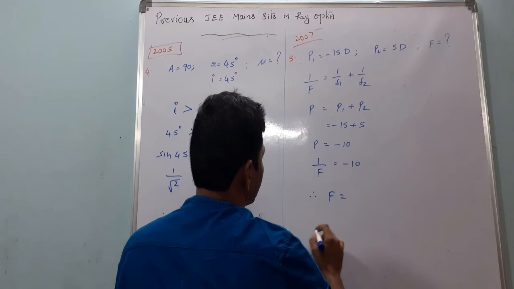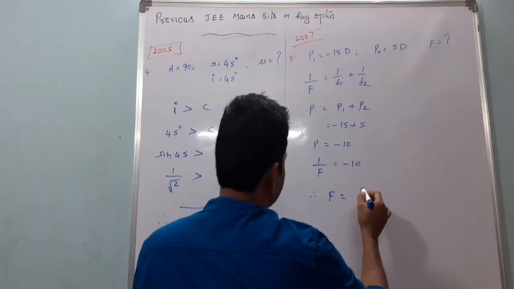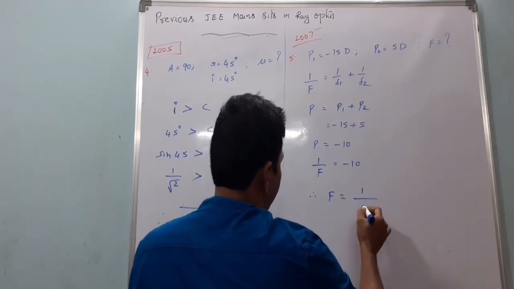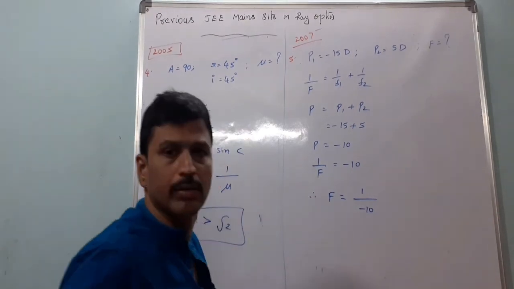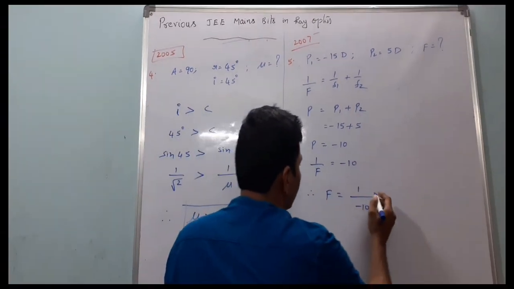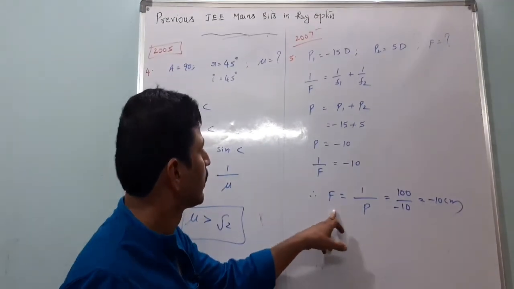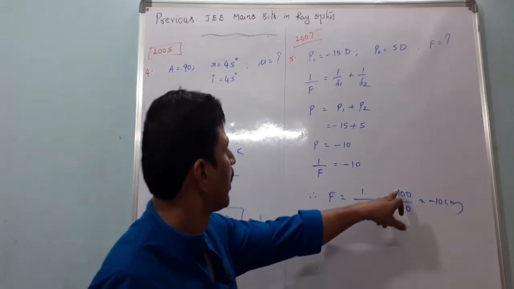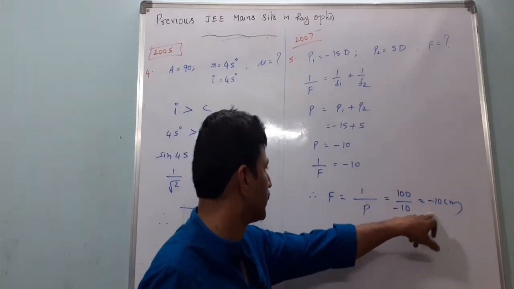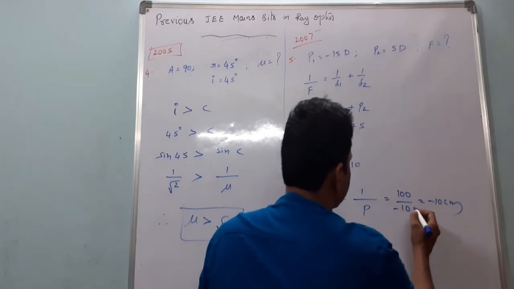P means the reciprocal of focal length is equals to minus 10. Therefore, F equals to 1 by minus 10, which can be written in meters. So, F equals to 1 by P, 100 by minus 10, that is equals to minus 10 centimeters.